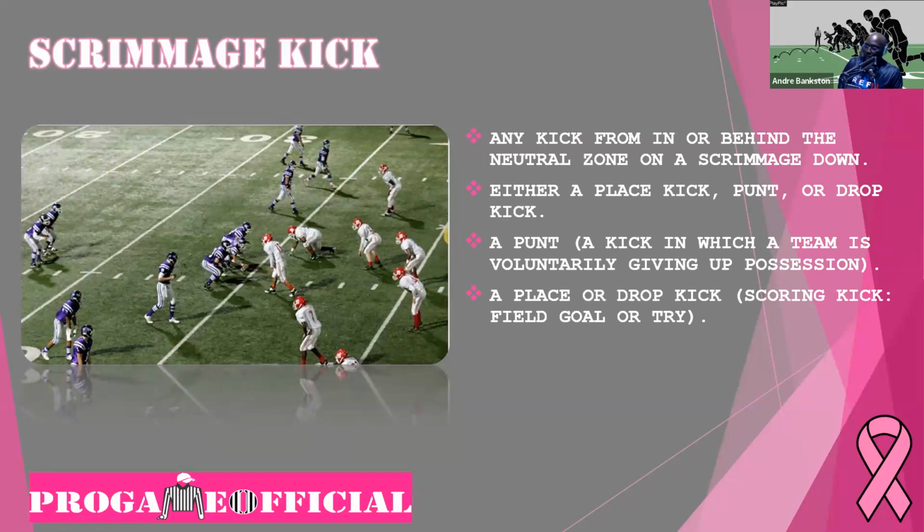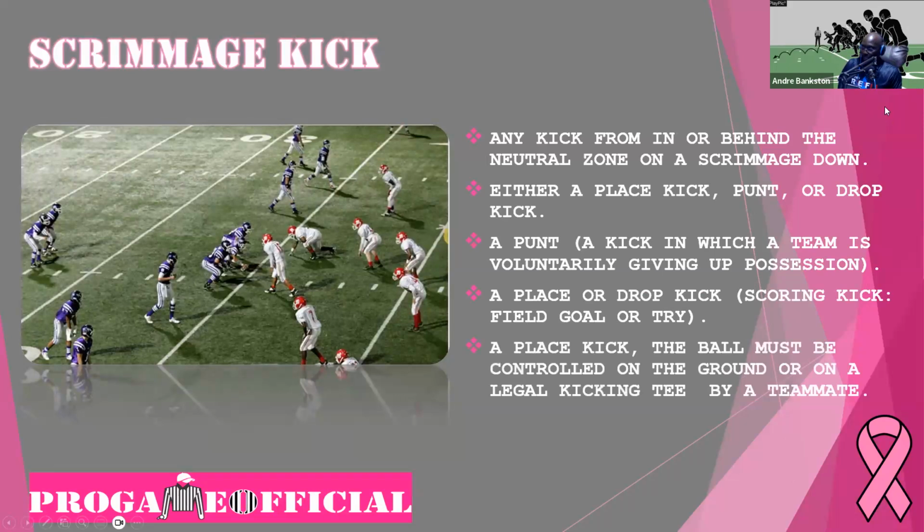And then with a place kick and drop kick, you can score. Obviously, you can't score with a punt. But if you're going to use a place kick in this fashion on a scrimmage kick, the ball must be controlled on the ground or on a legal tee by a teammate.